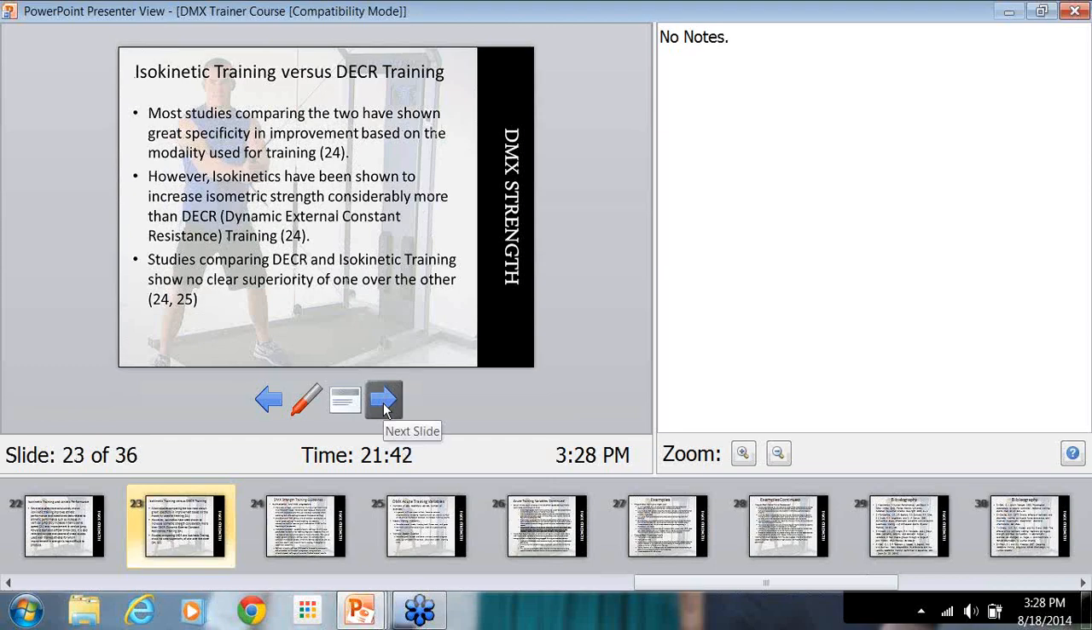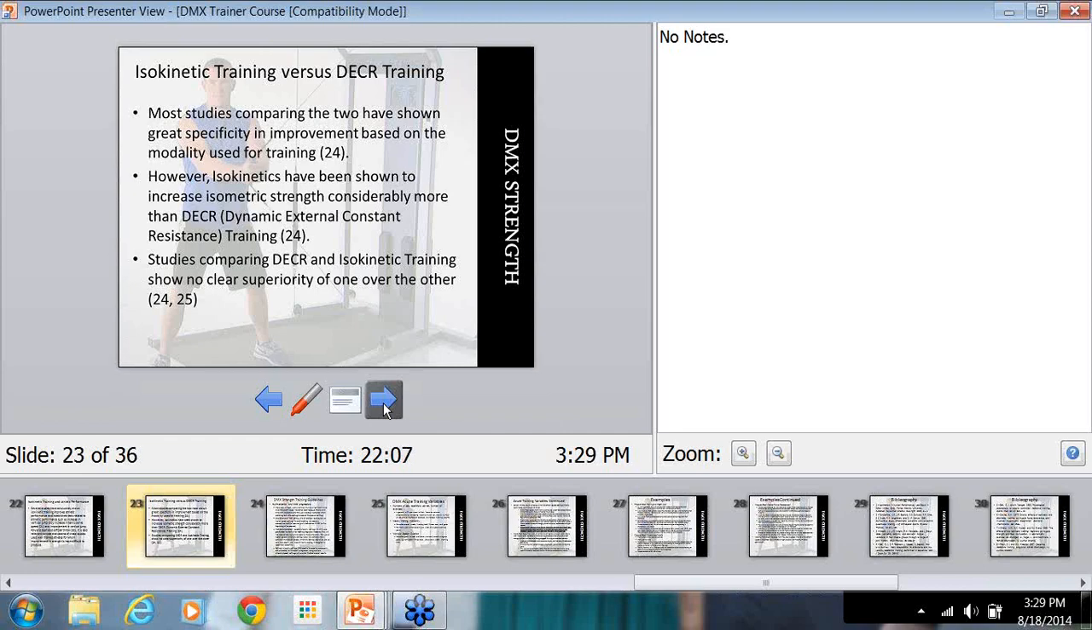Isokinetic training versus direct external constant resistance, or say free weight training. There have been studies comparing these two. Most have shown great specificity and improvement. What does that mean? The people who lifted with free weights got stronger on free weights. The people who lifted with isokinetic training got stronger isokinetically. Okay, that's not a surprise. That's true of just about any training modality.